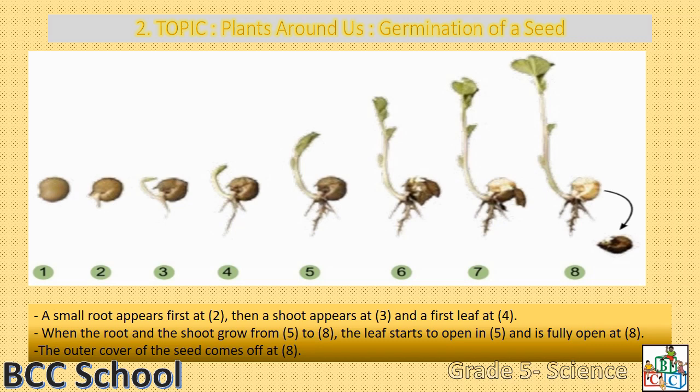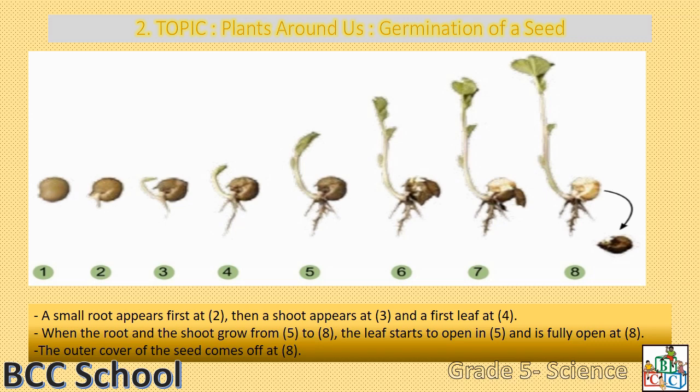Now, the meaning of root is parts of a plant usually found underground or in the soil, and the meaning of shoot is parts of a plant usually growing up from the ground. It stays above the soil. Let us continue with the explanation.